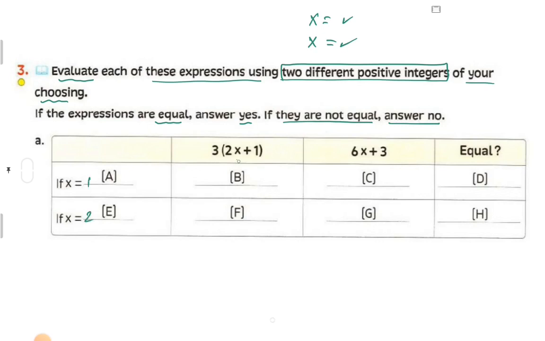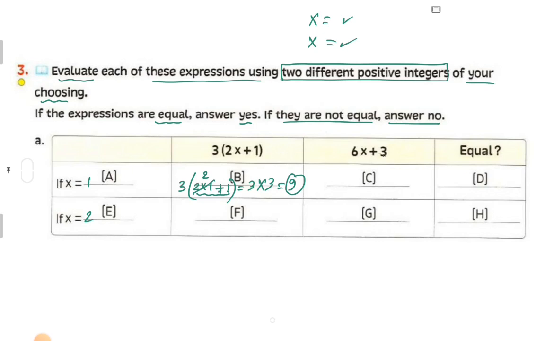The first expression, remove x and put 1. 2x, that means 2 by x. X equal 1 plus 1. That's equal. Start with the parentheses. Inside the parentheses we have plus and multiply. Start with what? Multiply. 2 by 1 equal 2. 2 plus 1 equal 3. So it will be 3 by 3. That's equal 9.